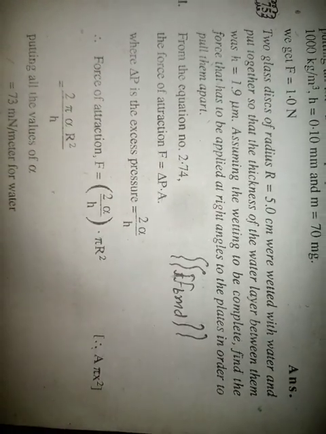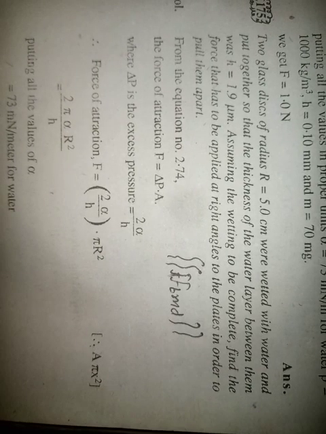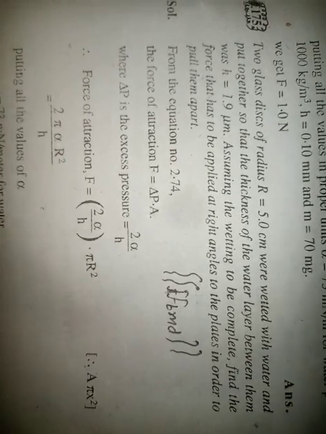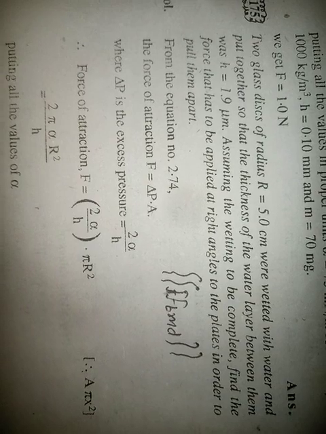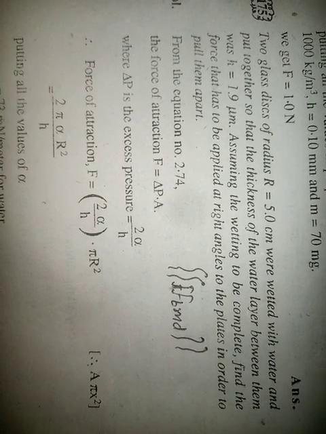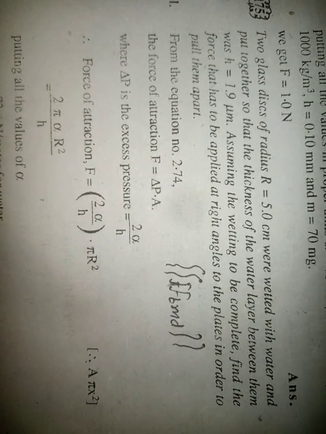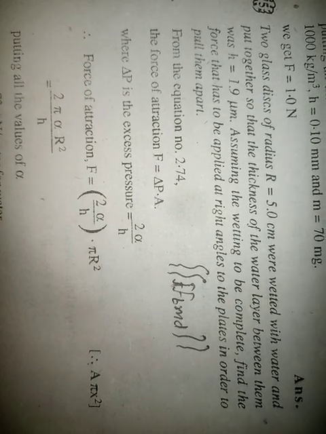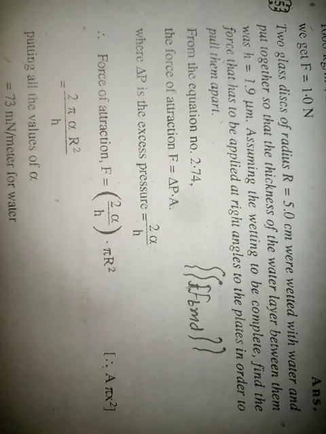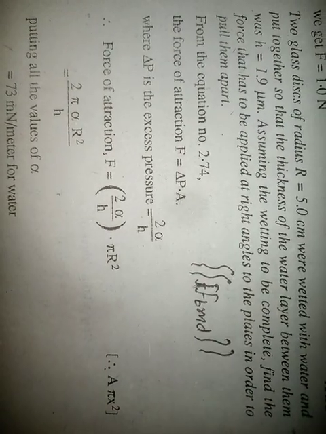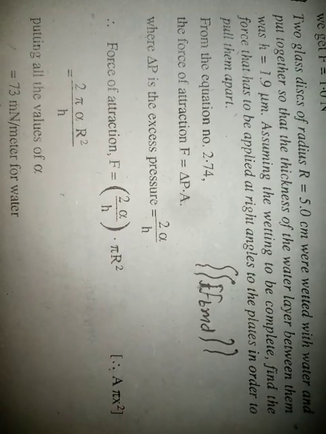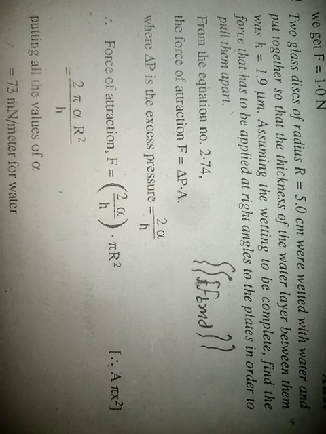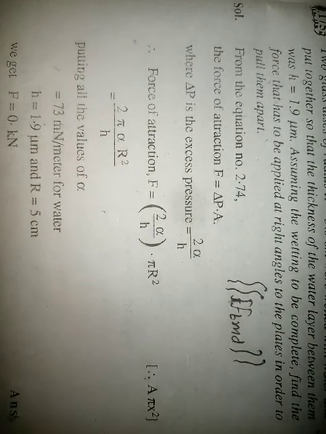Two glass discs of radius r equals 5.0 centimeter were wetted with water and put together so that the thickness of the water layer between them was h equals 1.9 micrometer. Assuming the wetting to be complete, find the force that has to be applied at right angles to the plates in order to pull them apart.